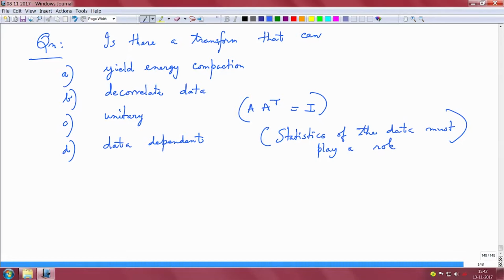Okay, if you pose these problems, I need a transformation, and I would make it more specific as a linear transformation, because we like to play with linear operators. We need a linear transformation that can do all the following. That is, it should be able to do energy compaction, decorrelate data, maintain unitariness, and it should be data dependent. So, if you satisfy all these things, then we have a transformation, right.